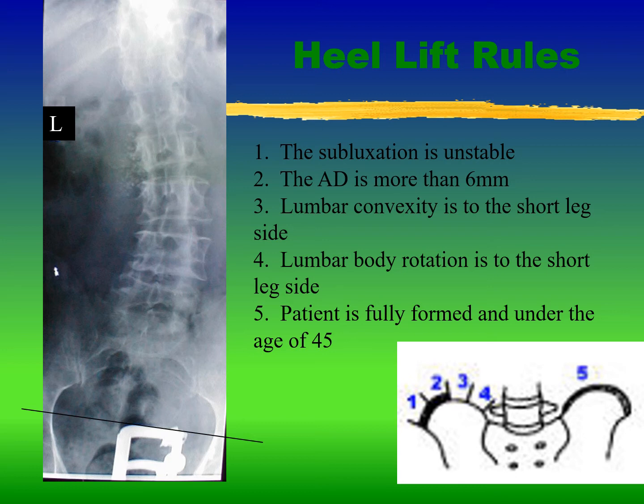The second criteria is that the AD is more than 6 millimeters, the lumbar convexity is to the short side, and the lumbar body rotation is also to the short leg side, or leg length deficiency on that side, or pelvic unleveling, however you want to word it. And the patient must have a fully developed pelvis, as well as under the age of 45.